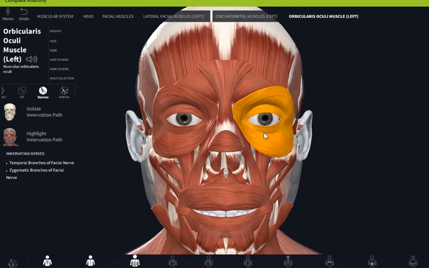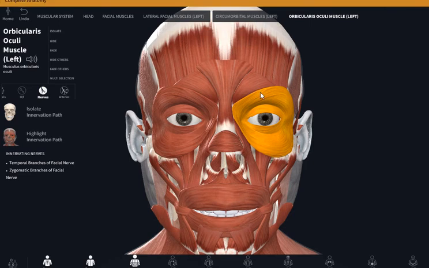The Orbicularis Oculi comprises two main parts. You have the orbital part, which is close to the orbit of the eye, and you have the palpebral part close to the eyelids. So these are the two main parts. When you want to close, the palpebral part causes a slight closure of the eye, while the orbital part causes a forced closure of the eye. So these are the actions.